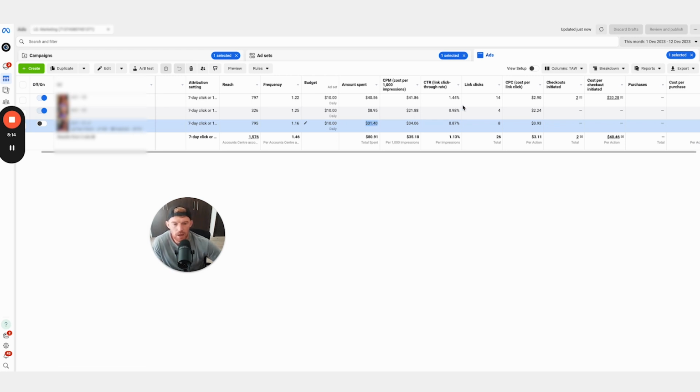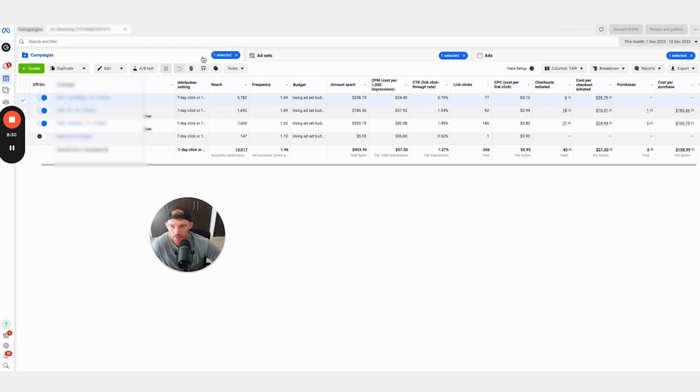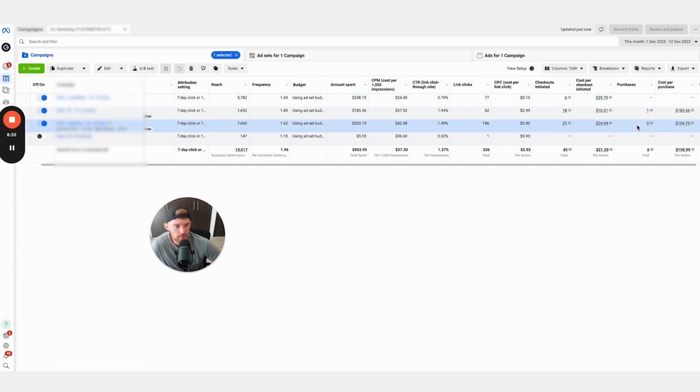It's spent a decent amount of money. And if we look at the numbers, 0.87% click-through rate, $4 cost per click. There's no checkout, no one's hit the checkout, even though it spent $30. If we look at the average across the other campaign, now this is our best performing campaign, which I'll look at in a second here, the average click-through rate across the whole campaign, not even the best performing ads, but just the average, is 1.49. The cost per click is below $3, and the checkout is $24.